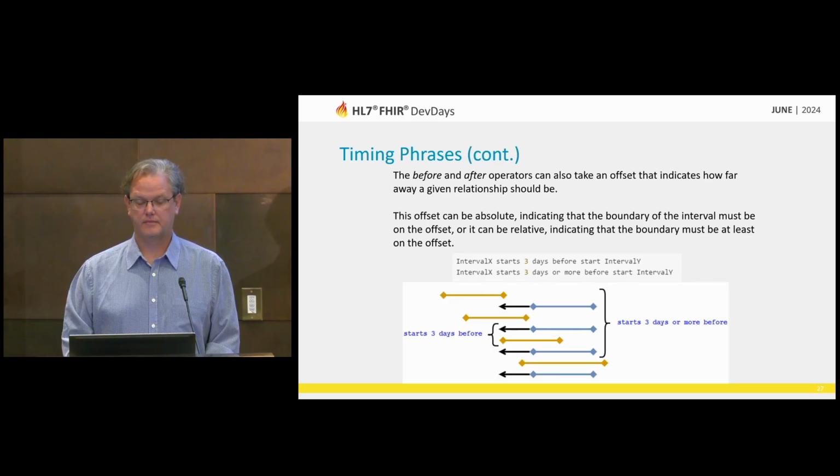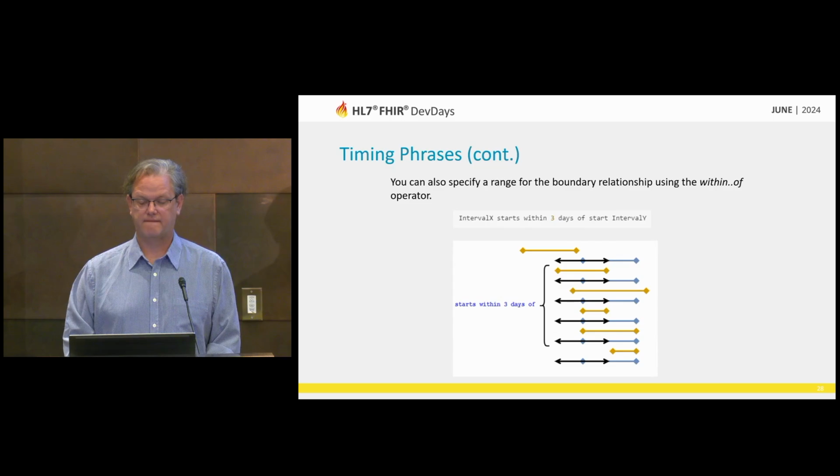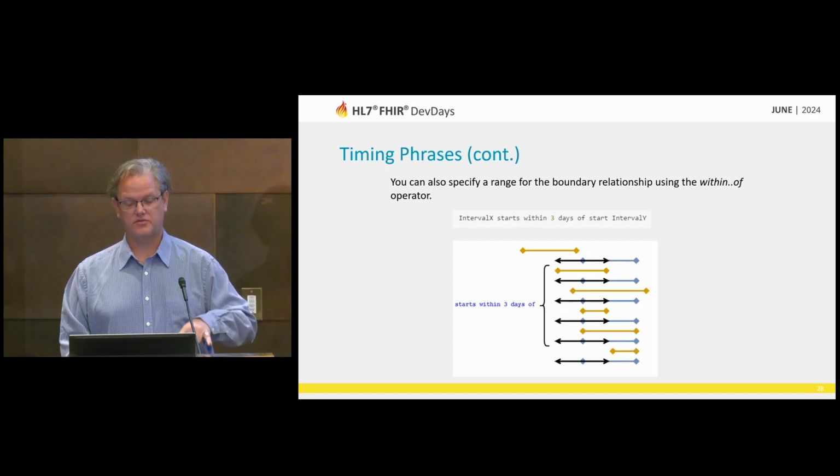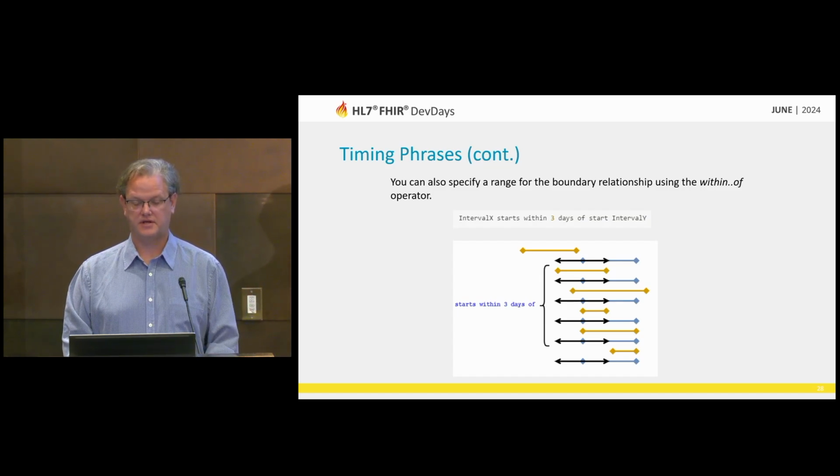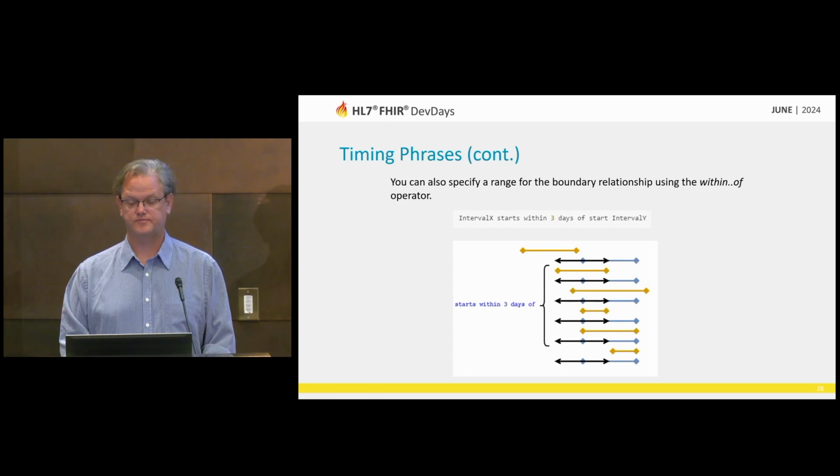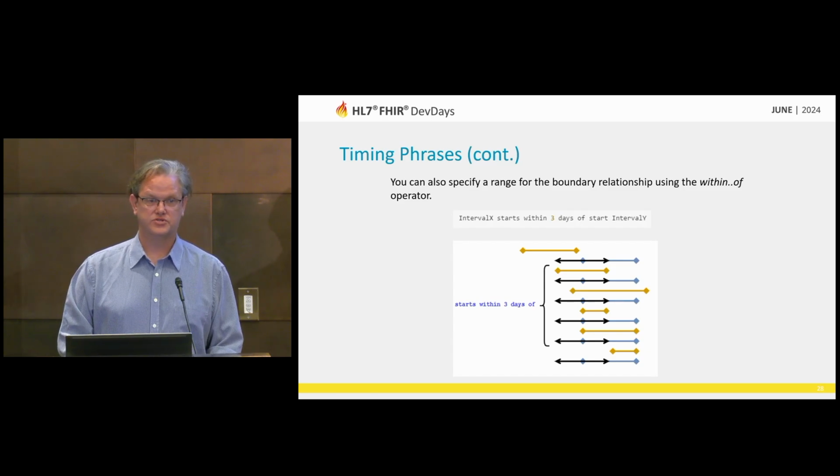You can also specify a range for the boundary relationship using the within. So I can say that it starts within 3 days of, and all of these will be true because they're starting within 3 days, and these two outliers will be false. So those are timing phrases.